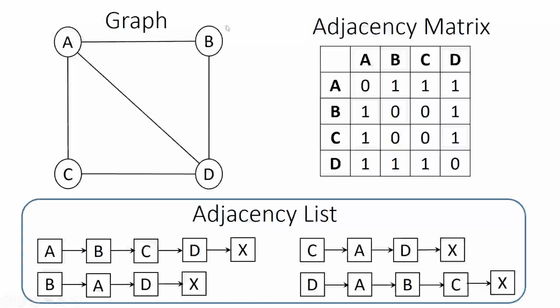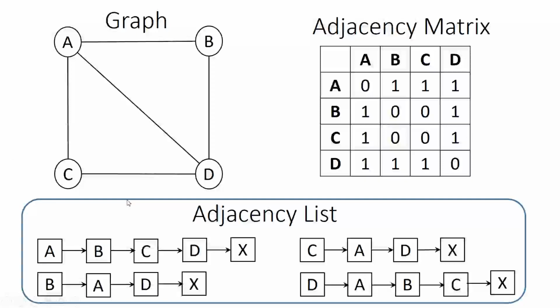Then B. B to A we have already marked. B to C no edge is there, so we say 0. B to B no self loop, again 0. B to D is 1. So the second row is equal to the second column. And then C. C to A we have already represented. C to B no edge, so 0. C to C no self loop, so 0. C to D is there, so 1.